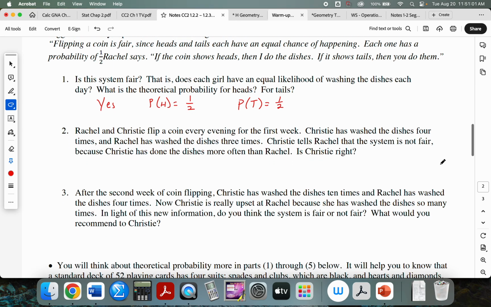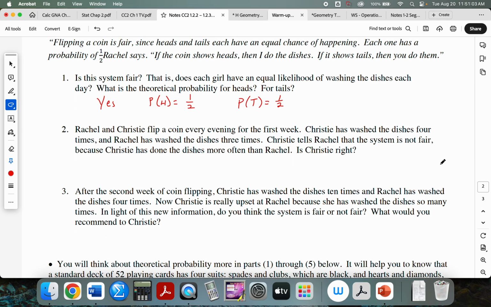Here's where the trouble starts. Rachel and Christy flip a coin every evening for the first week. Christy has washed the dishes 4 times and Rachel has washed the dishes 3 times. Christy tells Rachel the system is not fair because Christy has done the dishes more often than Rachel. Is Christy right? Not really, because it's only 7 times a week.